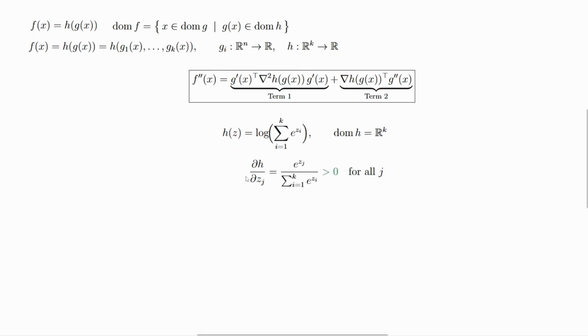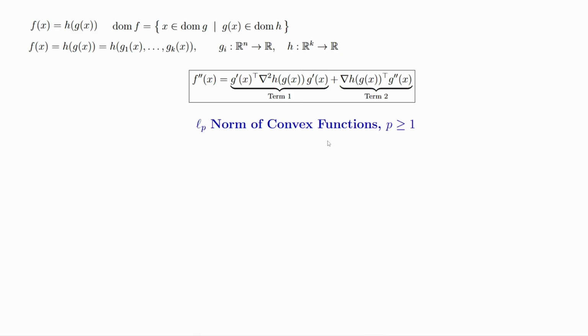So you can verify that the Hessian of h is positive semi-definite, or in other words, h is convex. And we also show here that h is non-decreasing in each argument. So therefore, if each g_i is convex, that means that f is also convex. By the way, this function appears everywhere in machine learning. The softmax is often called cross entropy loss and other things too.